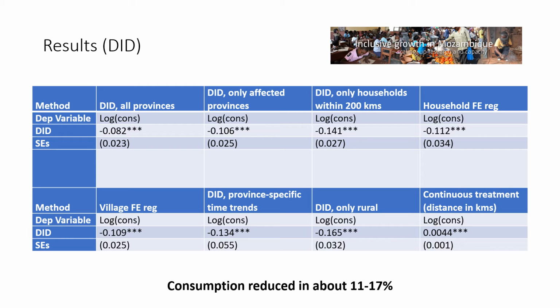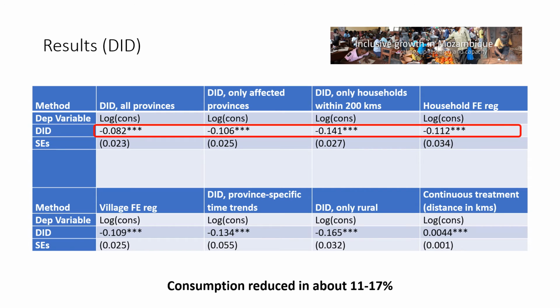If looking into village fixed effects regression, this is still around 10%. And as you can see, also important that we'd like to highlight is that rural households apparently suffered more than average, so around 16.5% reduction due to the floods.